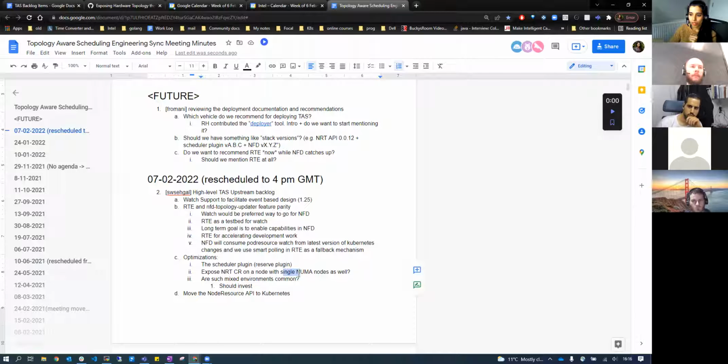Go on. Yeah, so I'm saying that in NFD, we expose NRT CRs corresponding to the nodes that have a single NUMA. I should have mentioned that this is the exporter side update.